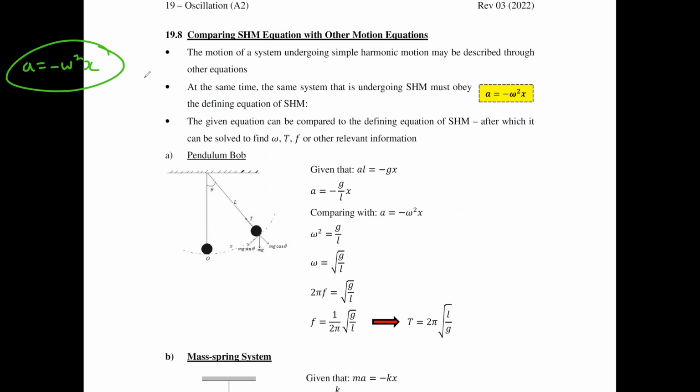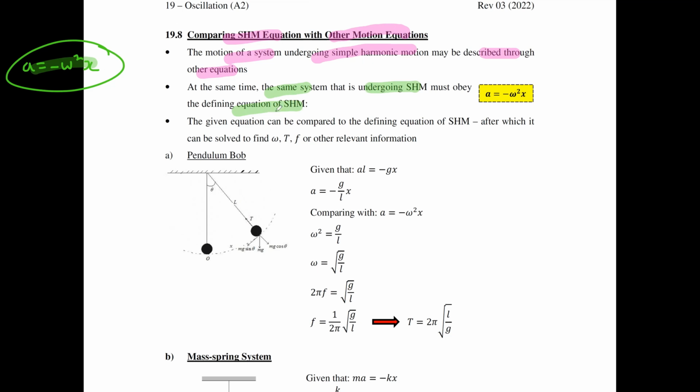Now, in a lot of cases, when you look at your questions for systems that undergo simple harmonic motion, the motion of that system oscillating may be described using other different equations. But at the same time, because that system is undergoing simple harmonic motion, it must obey the defining equation of SHM, where a equals negative omega squared x.